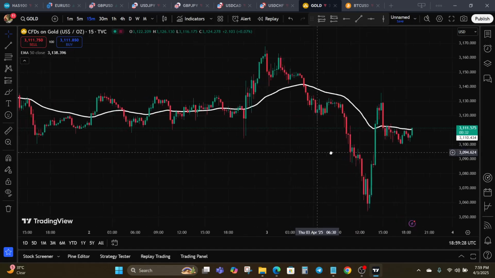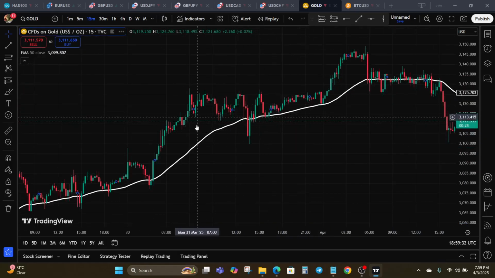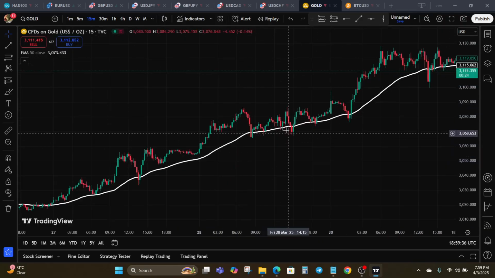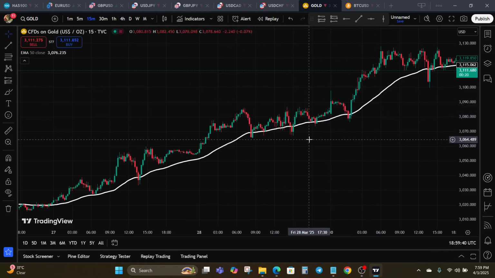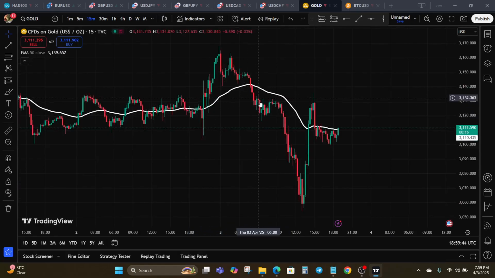All right, so whatever moving average you are using, whether it's simple moving average or exponential moving average, if the price is moving above the moving average, we look for buy trades. On the other hand, if the price is trading below the moving average, we look for sell trades. This keeps us trading in the right market direction.